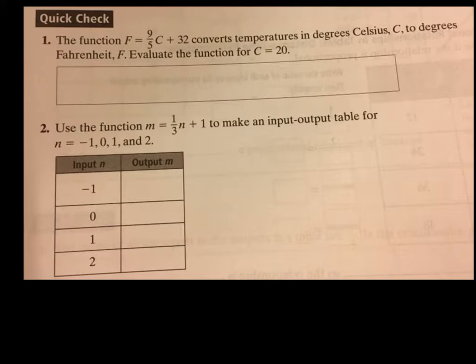On the quick check, it only wants me to evaluate for one amount. So it only gives me one input, 20, and gives me my function rule. So there's no table here. It just wants me to check to see, did I get this, like what does it give me for this one value. I'm going to write my equation.